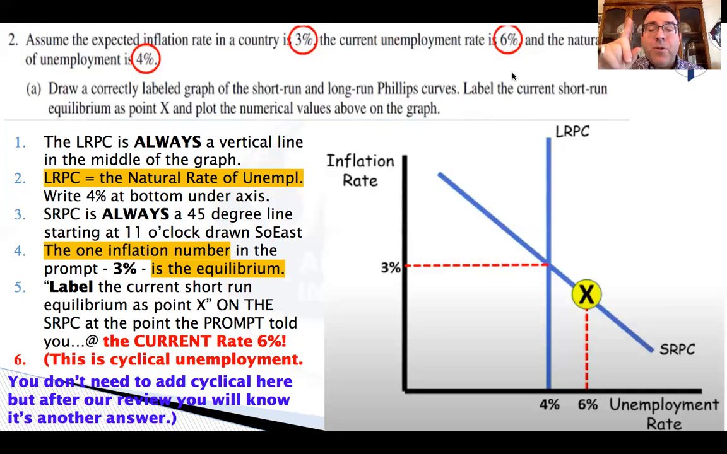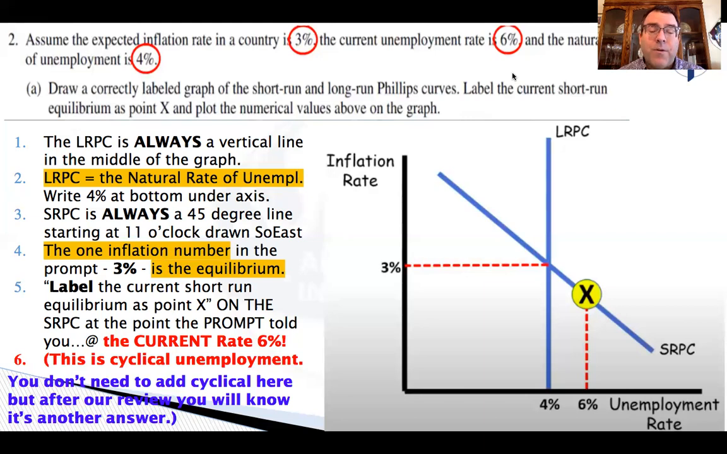Your magic finger is always going to get you at least 2 points, maybe 3 on the FRQs. You take your magic finger, you go straight up from the number 6, and boom, as soon as your finger hits a line, you stop, and that's where you draw the X on your chart, because that's the current condition of the economy. FRQs test students on understanding the current macroeconomic condition of the United States economy.